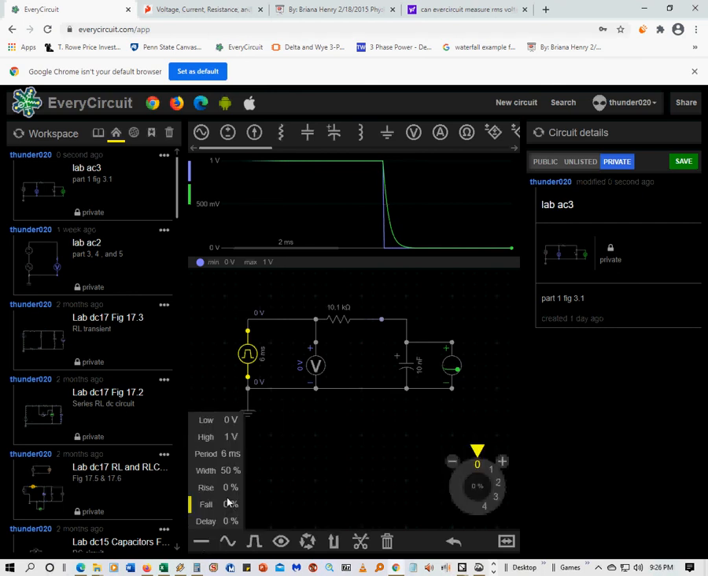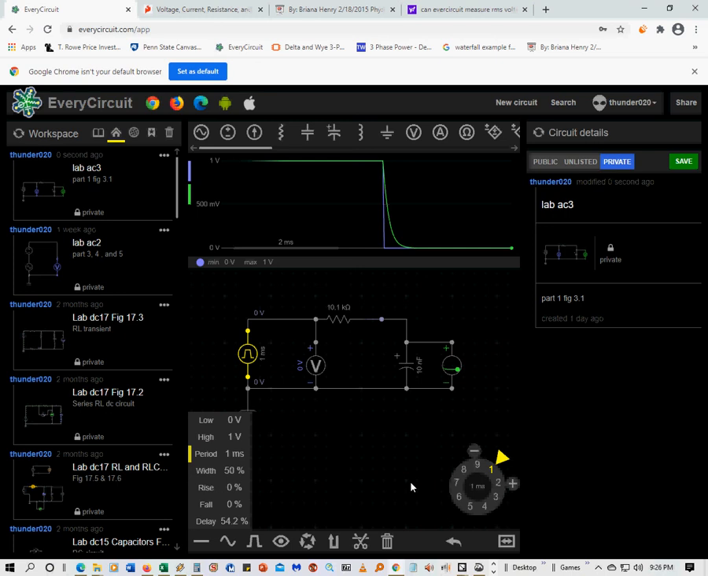In this example, I changed the rise and fall to 0. My width is at 50%. My period's at 6 milliseconds. I think it has to actually be set to 1. So I'm going to click on that and change it to 1. The reason it's 1 millisecond is because the frequency is 1,000 hertz. The period is 1 over the frequency, and the frequency is 1 over the period.